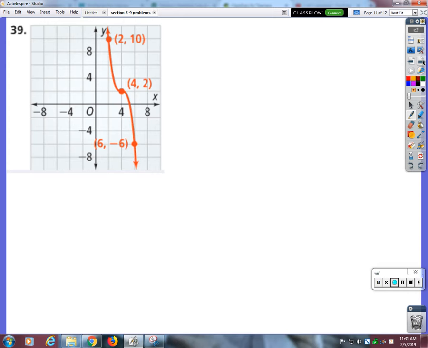Okay, 39. You're asked to come up with an equation for the graph of this if you know that you started with y equals x cubed. So what I'm here to tell you is that there are three, count them, 1, 2, 3 different transformations that occurred to this graph. Can anybody tell me what one of them is?